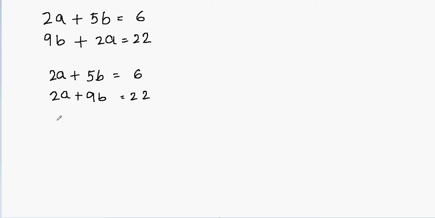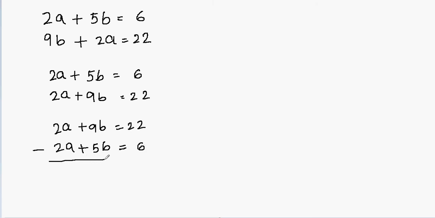So just changing the order, I will write this equation first and then this equation, since I have to subtract this from this. So I will write 2a plus 9b is equal to 22. And then I'll write 2a plus 5b is equal to 6. Now you can see that it's easier to subtract and I'll get all positive values. You can also subtract this equation from this equation, but you'll end up with negative results, and if you're okay solving with negative signs, you can do that.